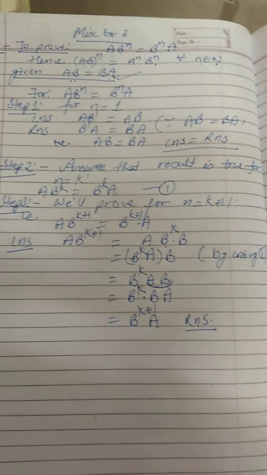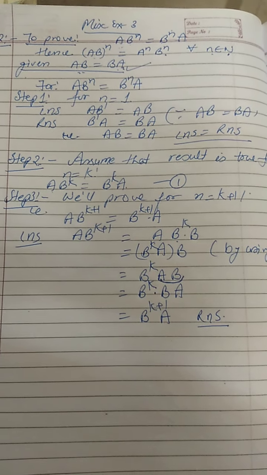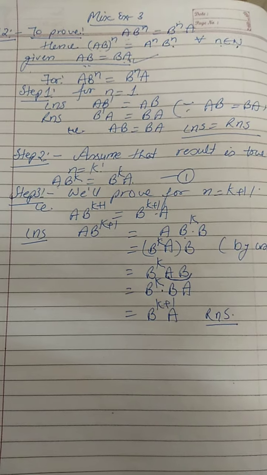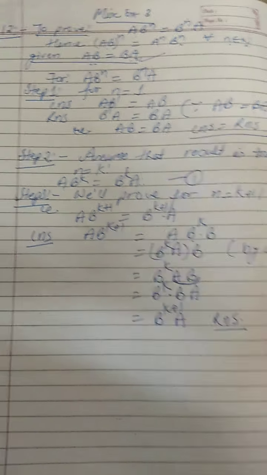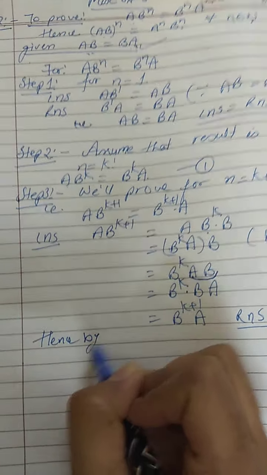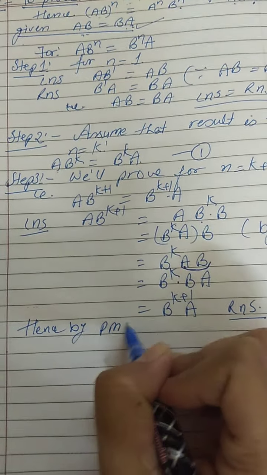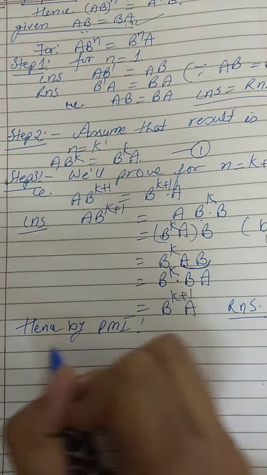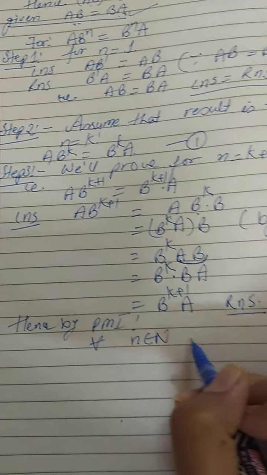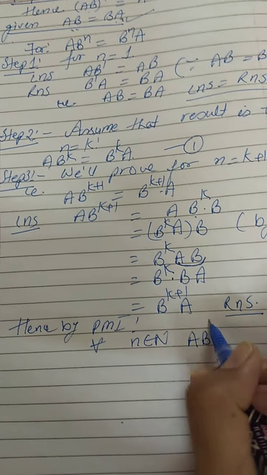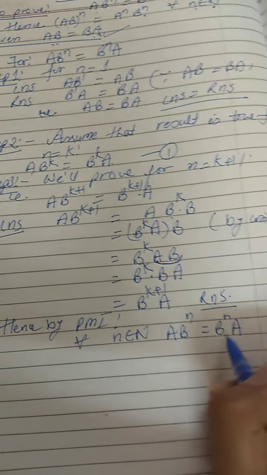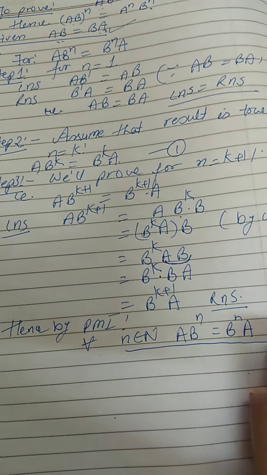So the first part of the sum is done, where we have proved the result is true for n equals k plus 1 whenever it is true for n equals k. So hence by PMI, we conclude that for all n belonging to natural numbers, (AB)^n is equal to B^n A. Okay, this is done.